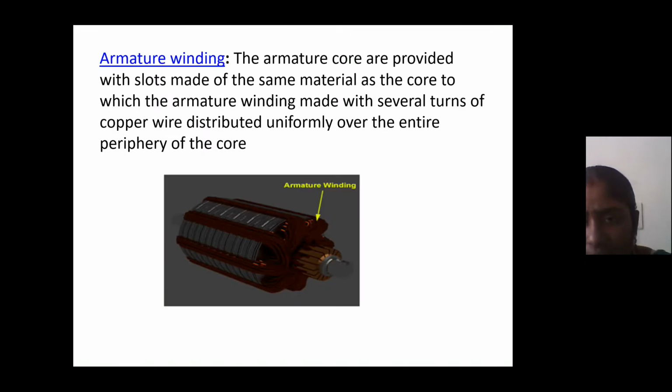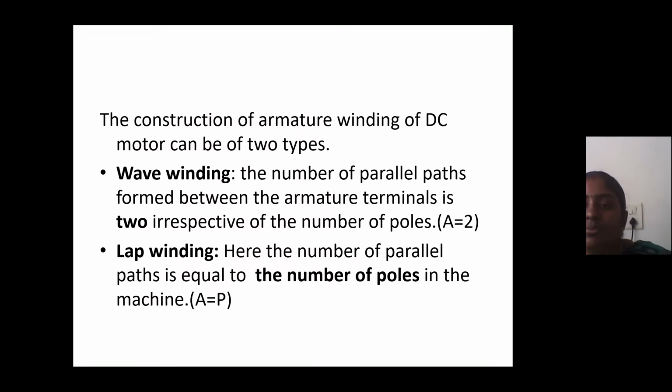Then armature winding. The armature core is provided with slots made up of the same material as the core, to which the armature winding, made with several turns of copper wire, is distributed uniformly over the entire periphery of the core. The construction of this armature winding is basically of two types. One is wave winding, the other one is lap winding.